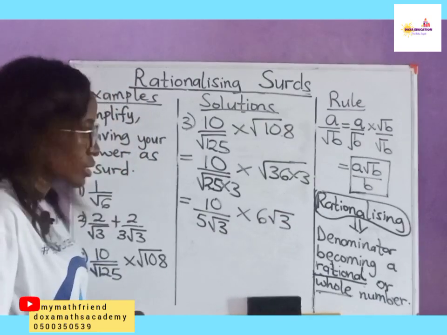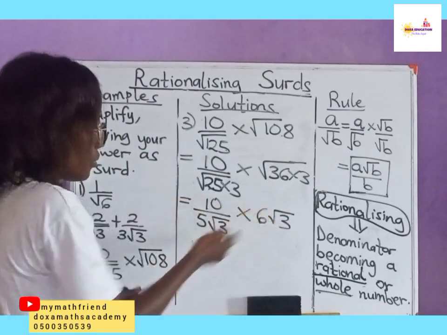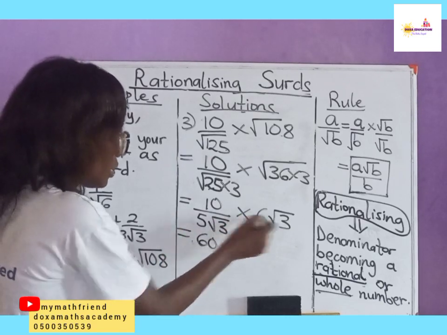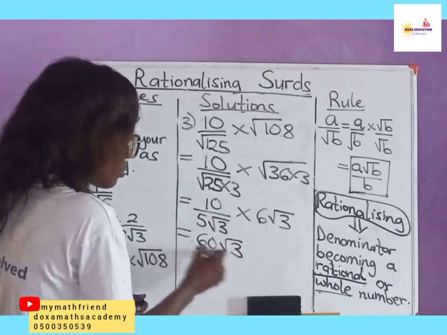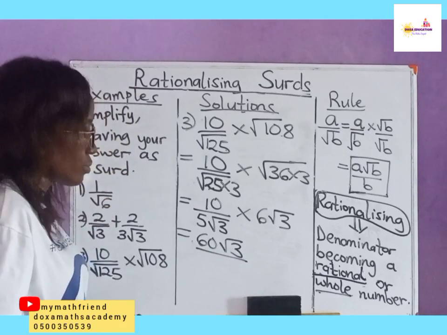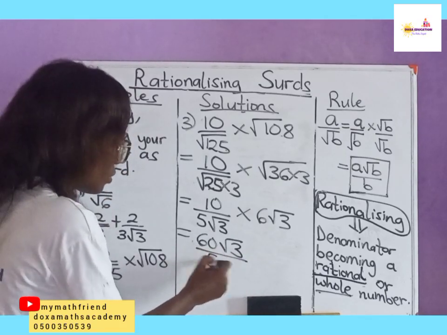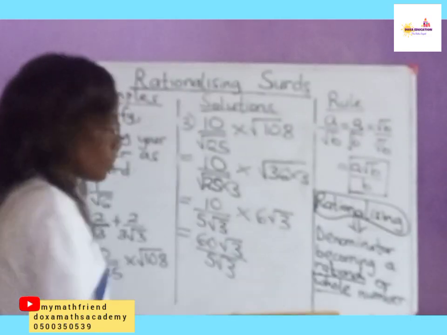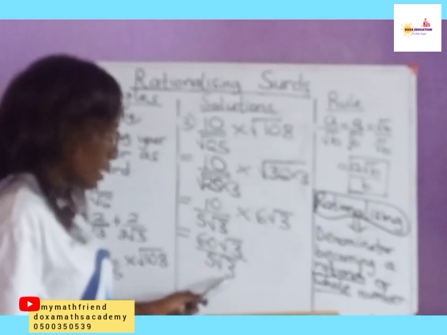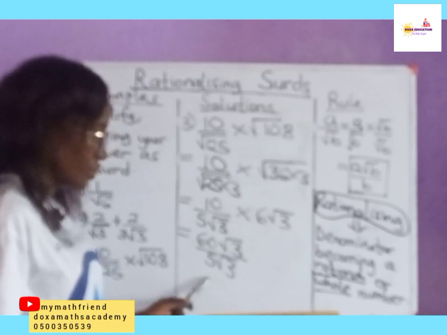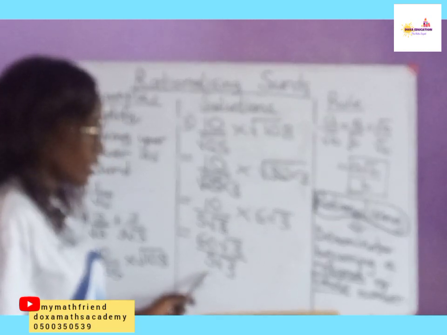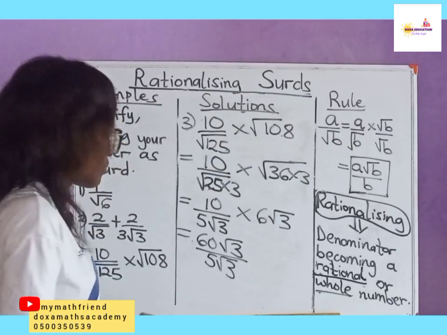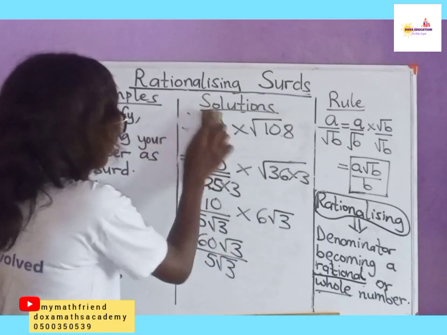What do we do from this stage? Multiply numerator by numerator, denominator by denominator. 10 times 6 is 60, so 60 root 3 over 5 root 3. Do we leave our answer like this? No. Why? Because the denominator is in its surd form. So because of that, this is where we rationalize this very surd. Now let's look at how to do that.